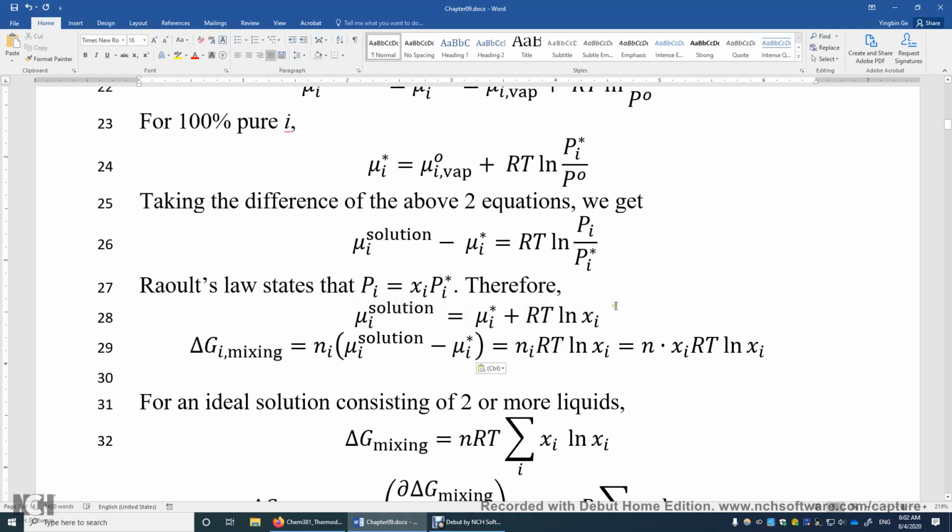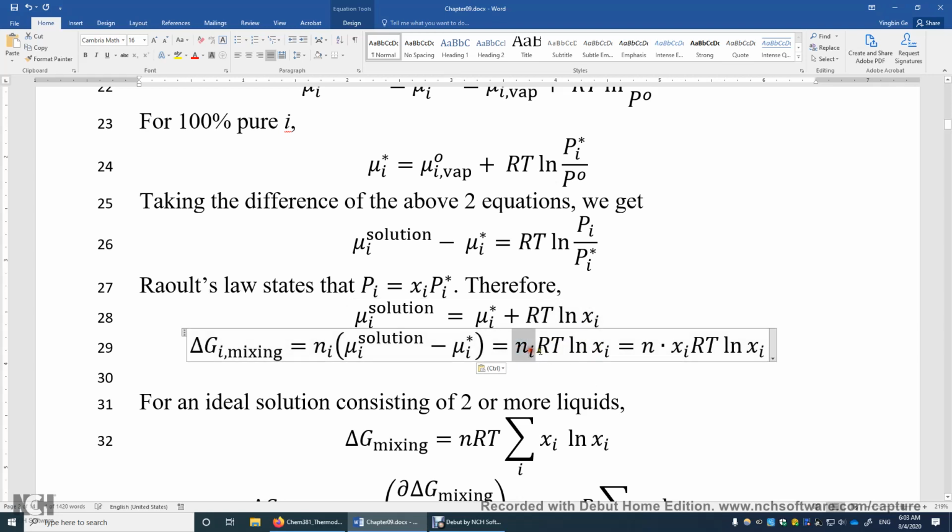And then we can look at the change of the Gibbs energy of this component I before and after mixing. So it's denoted by delta G I mixing, species I. And this is a mixing process. We're looking at the change of Gibbs energy. This mu corresponds to the molar Gibbs energy, so we need to multiply the difference, this before mixing, this after mixing, by the number of moles. Therefore, we have Ni times this part. It's going to be Ni RT times ln Xi. And this Ni is the number of moles of I.